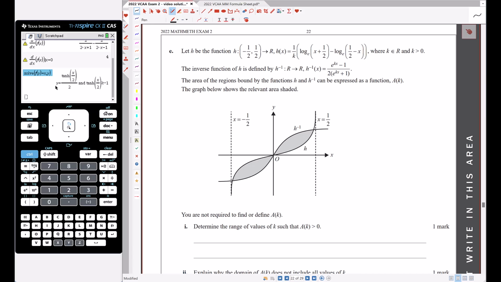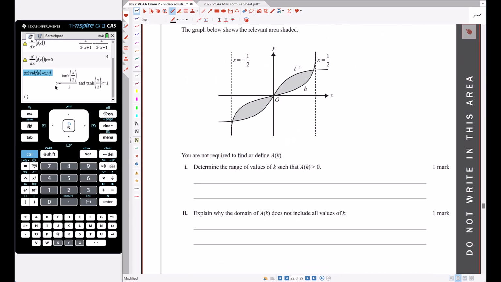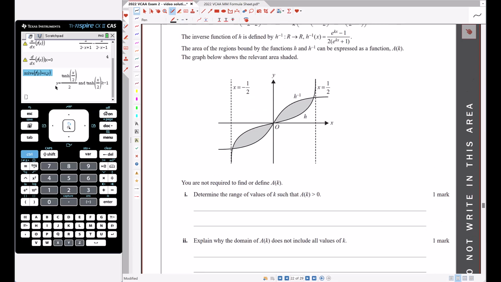The inverse function of h is defined by this, so we can see that that's a dilation by a factor of 1 on k from the y-axis, which would be what would happen to the inverse function if you dilated the original by 1 on k from the x-axis. The area of the regions bounded by the functions h and inverse of h can be expressed as a function A of k. The graph below shows the relevant shaded area. You are not required to find or define A of k. Okay. Determine the range of values of k such that A of k is bigger than 0.